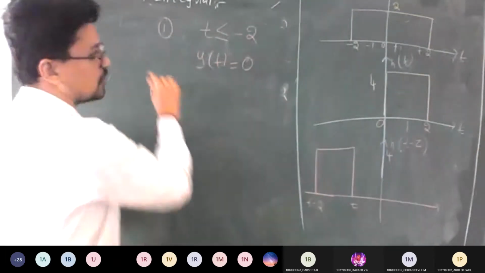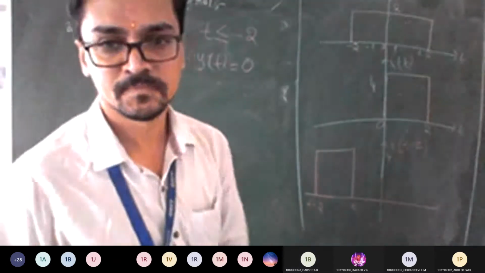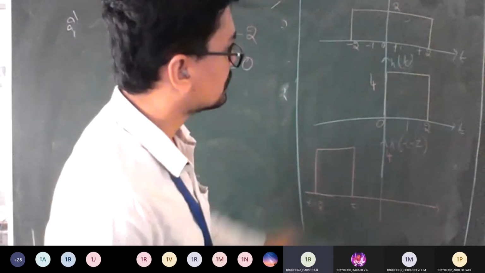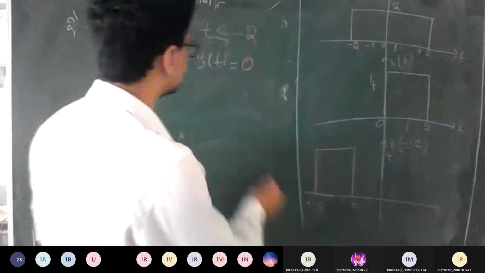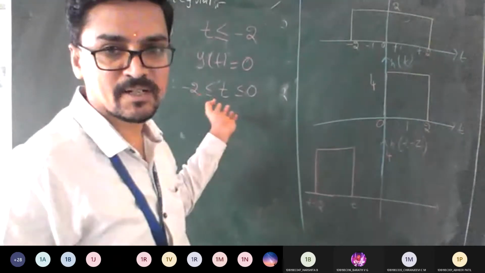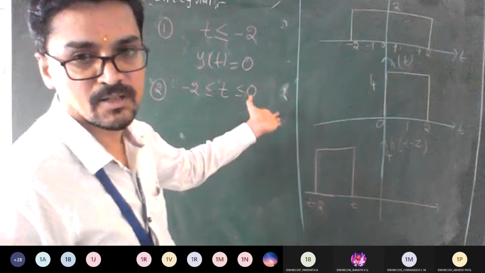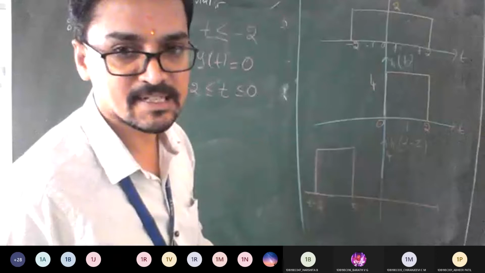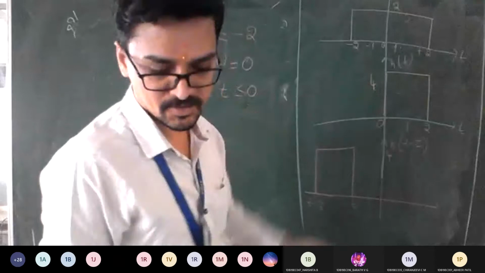Good. What is case 2? So now I should move further. Case number 2: t between minus 2 and 0. Is that possibility there? If I vary my t from minus 2 to 0, say I take minus 1, whatever answer is for minus 1, the same answer holds for minus 2 to 0 also. That's the maximum thing. So it means the signal is over.